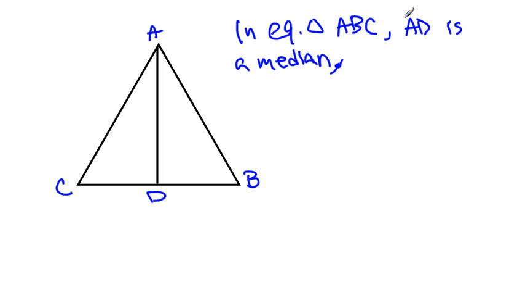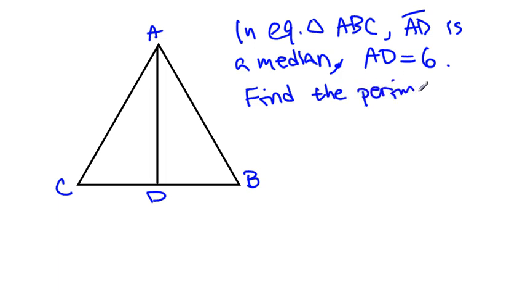Now, if AD, let us say, is equal to 6. Before, we realized the length of one side was equal to 6, but in this case, AD, the altitude, is equal to 6. My question is, find the perimeter of the triangle ABC. So I'm looking for the perimeter of the entire triangle.